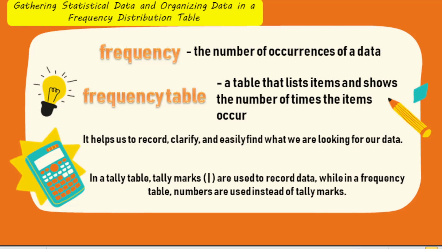In a tally table, tally marks, so ito yung symbol ng tally marks natin, are used to record data. While in a frequency table, numbers are used instead of tally marks. So yung tally marks, so example, yung number 2 nag-appear ng 3 beses. So tally marks, so 1, 2, 3. Okay? Then, kapag naman sa frequency table, so ito yung lalabas sa ating tally table. Sa frequency table naman, ang lalabas ay number 3 instead of these lines.